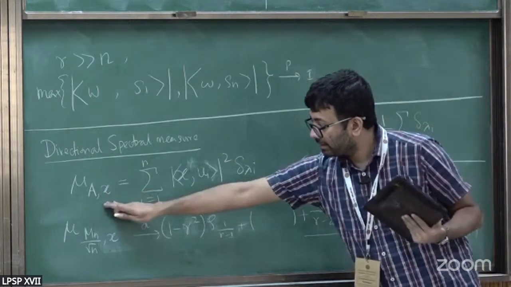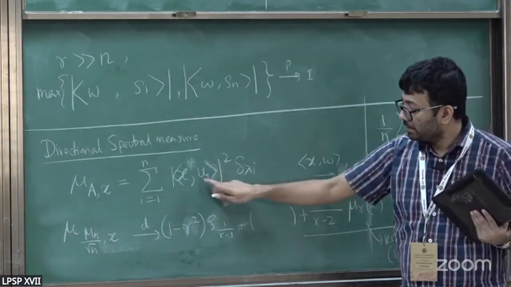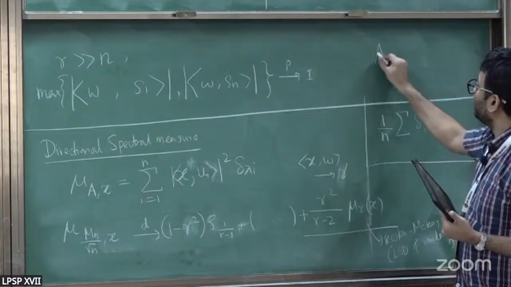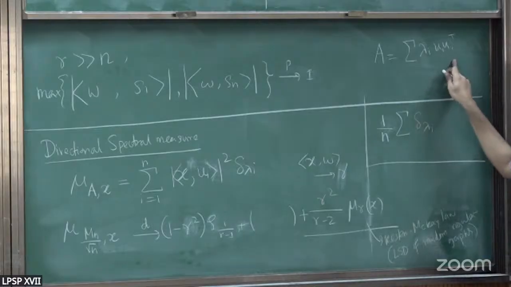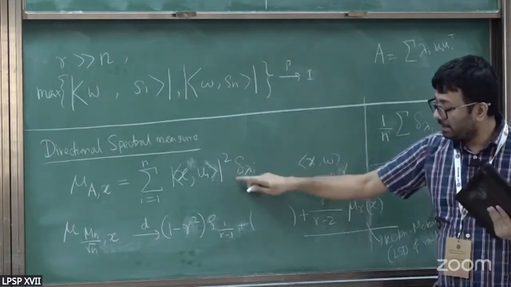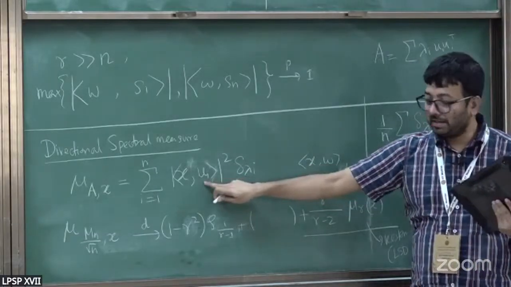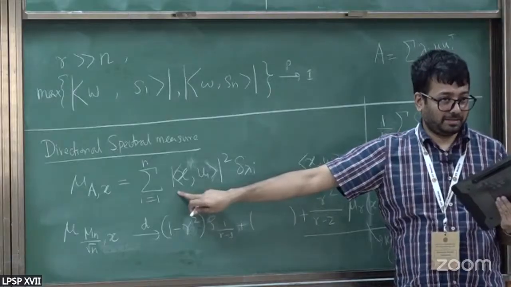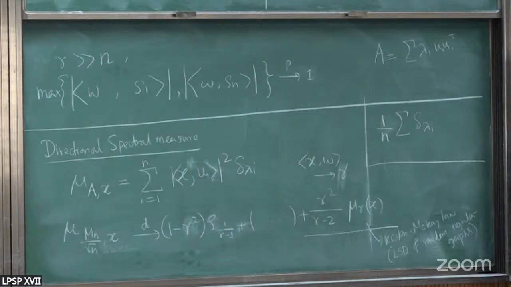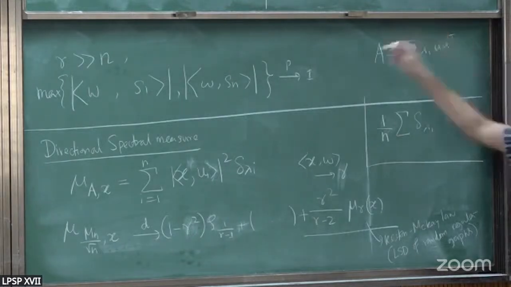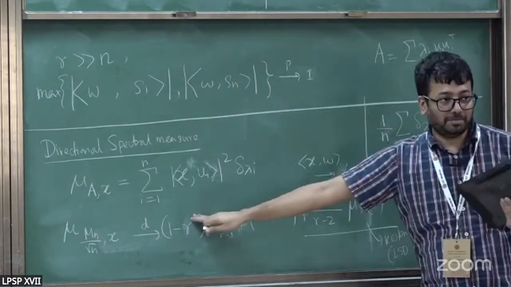Yes, mu_A. These are the eigenvectors, so A I am writing as the sum of lambda_i u_i u_i transpose. You are weighting the point mass at lambda_i by the energy of the eigenvector in the direction x. U1 and Un in that notation would be S1 and Sn. This is a generic notation for a random matrix.